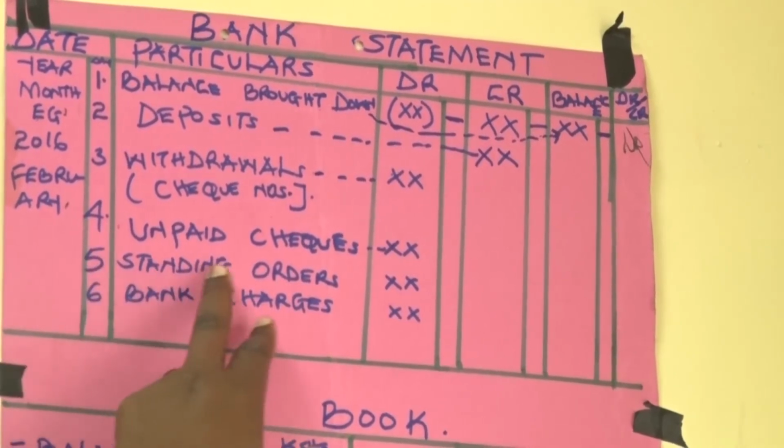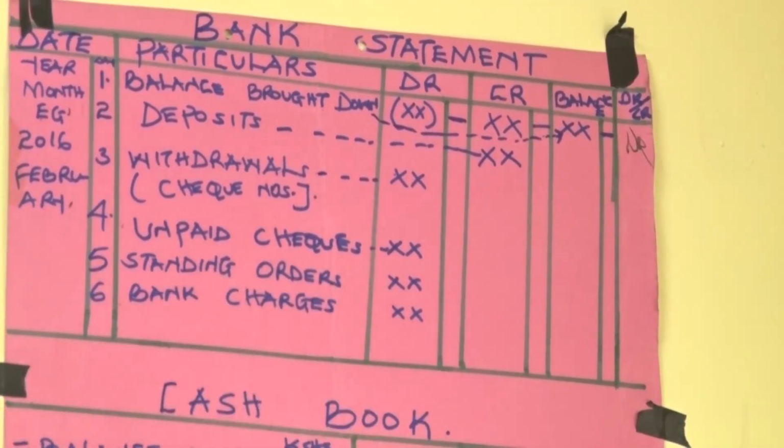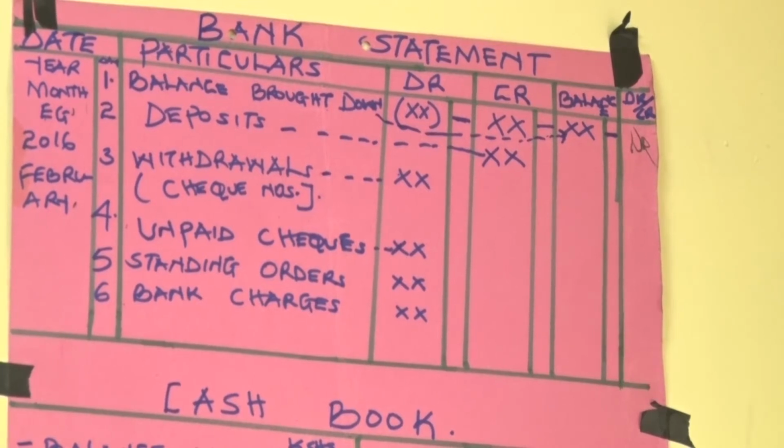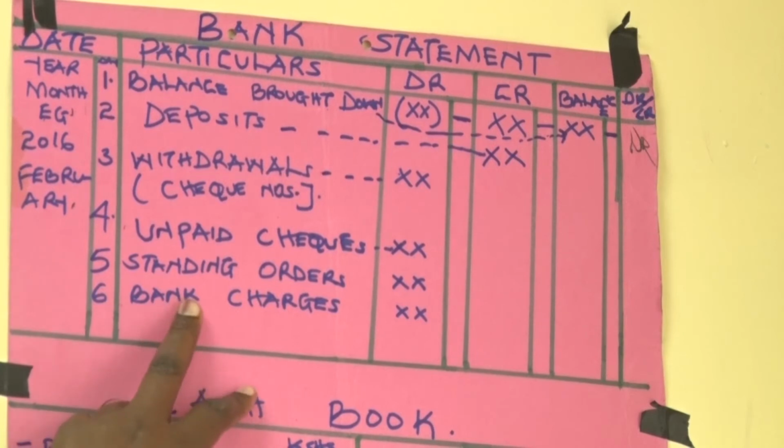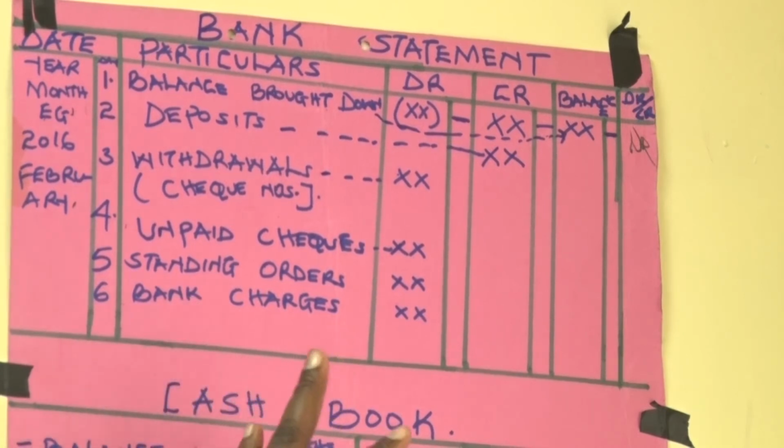Then we have the unpaid cheques. There are some cheques which you can take to the bank, but they are not paid, so they debit. Then we have the standing orders and the bank charges, they debit because they are supposed to be paid and you have not recorded them in the cash book.